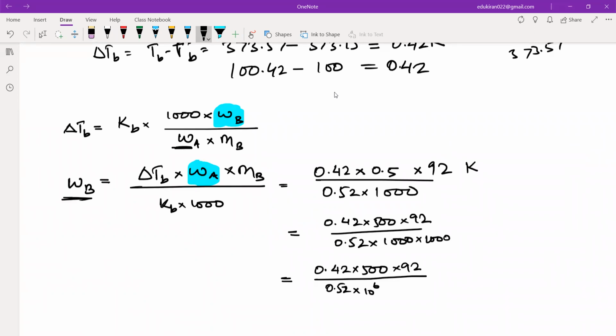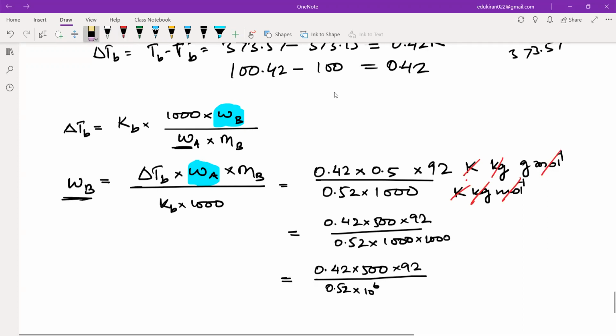Then what happens? 0.42 would have been Kelvin times kg times 92, which is grams per mole. In the denominator 0.52 Kelvin kg per mole, and this 1000, no, that is for gram, this became Kelvin kg per mole. Now we can cancel. Kelvin gets cancelled here, kg gets cancelled here, mole inverse gets cancelled here. The 1000 that we put is wrong. This will be like this only. Kg is going to get cancelled. You will get this as grams.